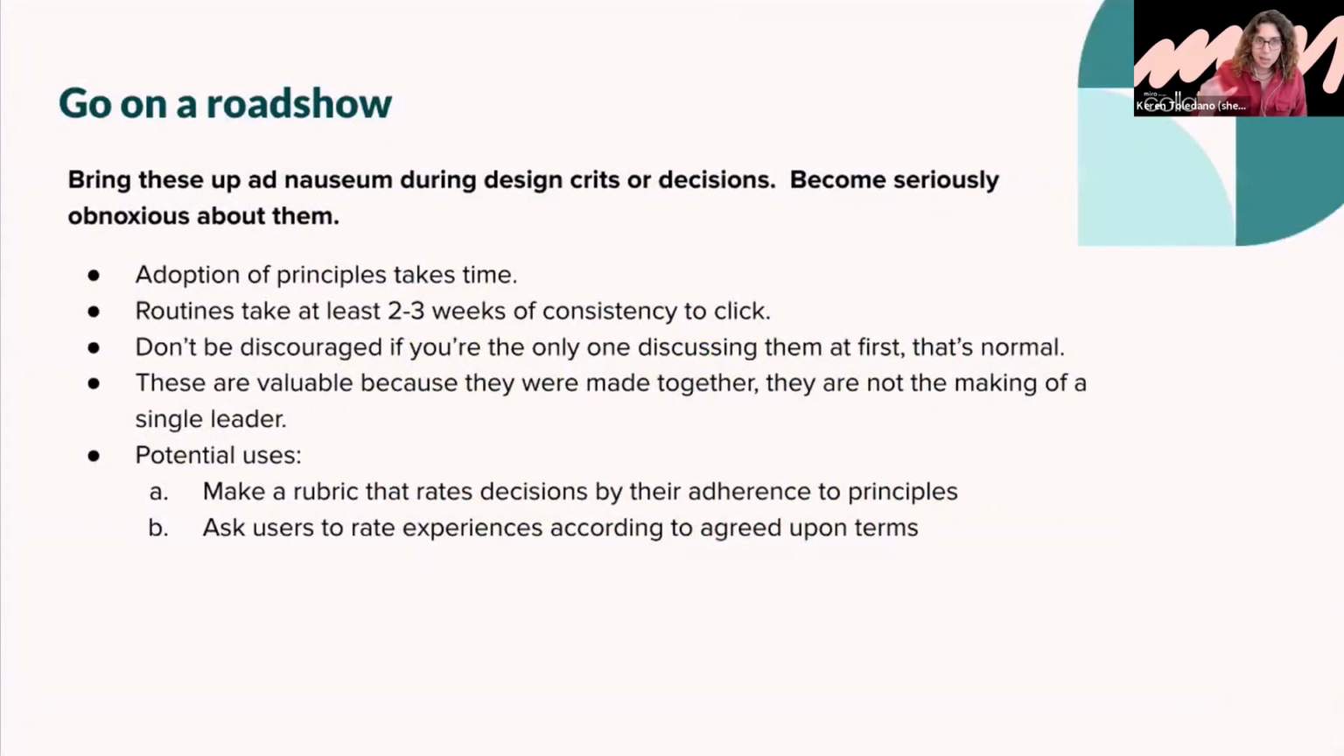And then finally, arguably the most important part of this is going on a road show. Speak about these ad nauseum during design crits, become seriously obnoxious about them. Adoption of these principles will take time. A routine in a single person takes like 2 to 3 weeks of consistency to click, whether that's a new exercise regimen or you're trying a new diet or something like that. It takes even longer in groups of people.